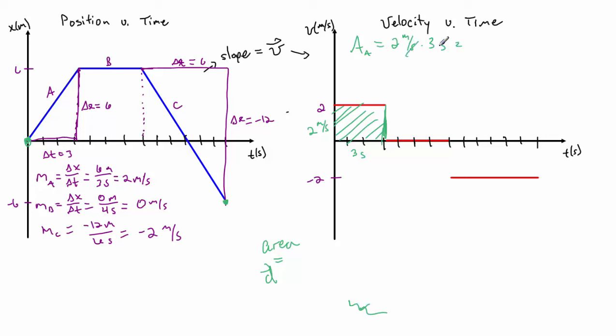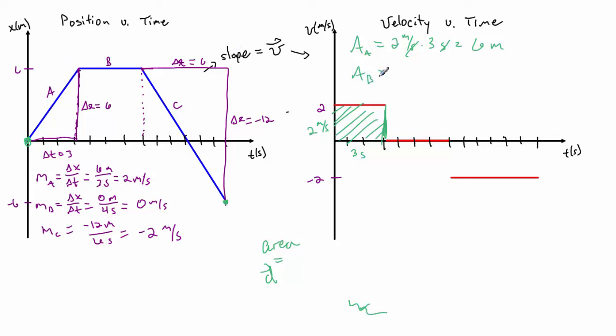The seconds cancel, giving me 6 meters. So my displacement during this first little piece was 6 meters. And that's true. Look, see? It ended up at 6 meters. Very good. Let's find the area for part B.